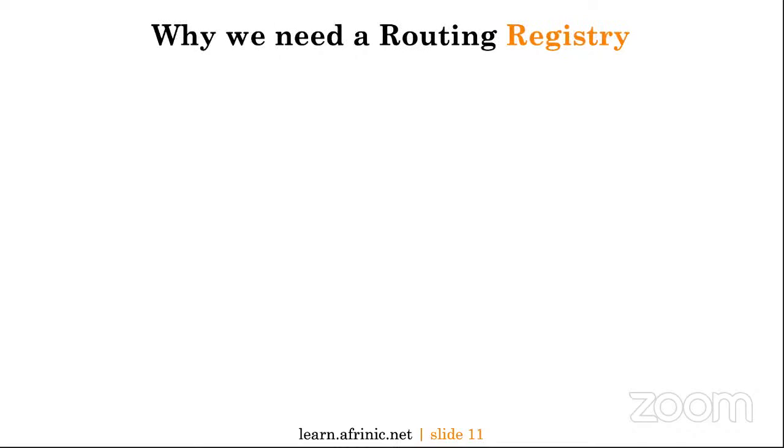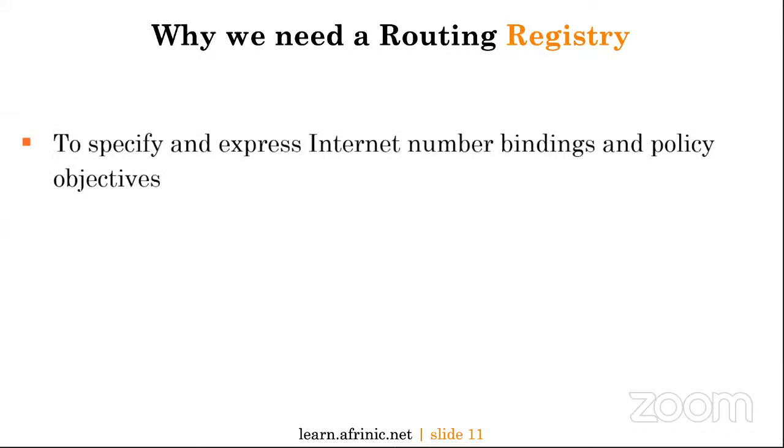So why do we need a routing registry? Now we can express different types of Internet number bindings. For example, we can have a route object. That's the prefix you announce, and its binding with the autonomous system that it originates from. You can also bind it with your AS and the AS macros, which is a fancy word in RPSL for AS sets. If you want to know the customer ASes behind your own AS, you can express that in the routing registry.